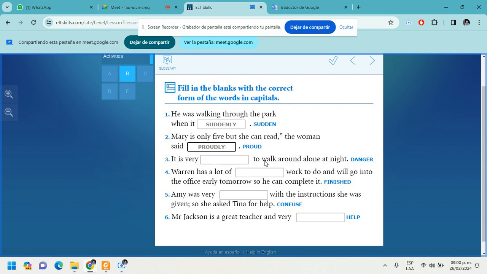3. It is very dangerous to walk around alone at night. Yes. Warren has a lot of... in this case, it's unfinished. Unfinished work to do and will go into the office early tomorrow so he can complete it. 5. Amy was very confusing or confused? Confused. Feel very confused. Se sentía muy confundida with the instructions she was given. Mr. Jackson is a great teacher and very helpful. Very helpful.